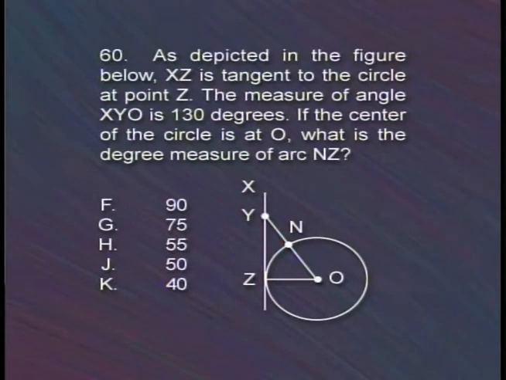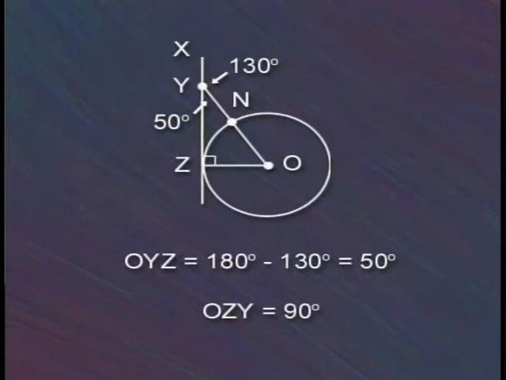It's important to realize that the degree measure of arc NZ corresponds to the degree measure of angle YOZ. If we know YOZ, then we know arc NZ. Angle YOZ is one of the angles in the triangle YOZ. Do we have enough information to calculate the degree measure of this angle?